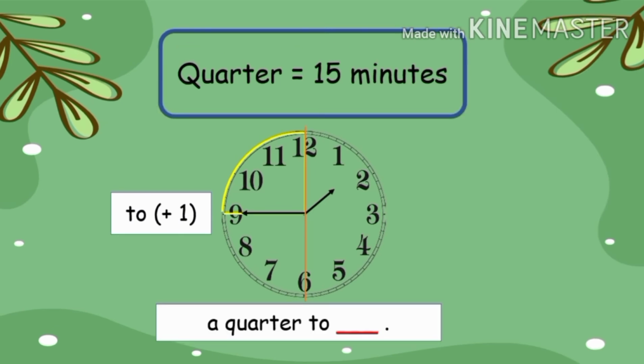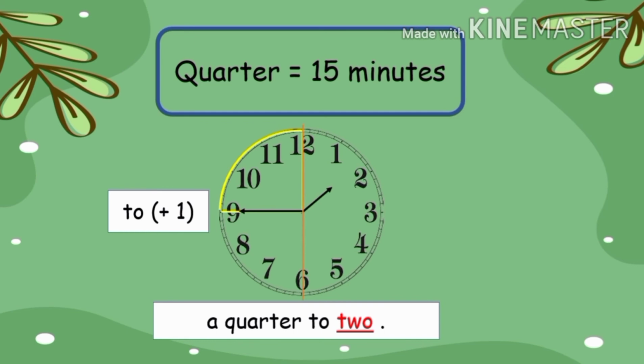Alright. What is your answer? The shorthand is pointing at 1. So, 1 plus 1 equals to 2. Therefore, the answer is 1:45. In other words, it means there are 15 minutes more to 2 o'clock.